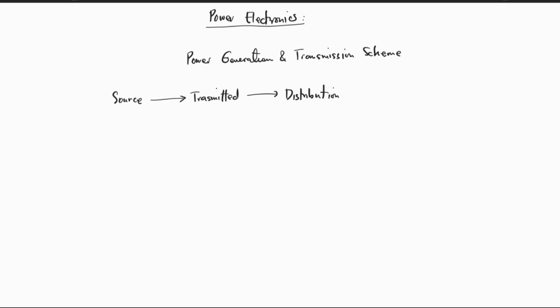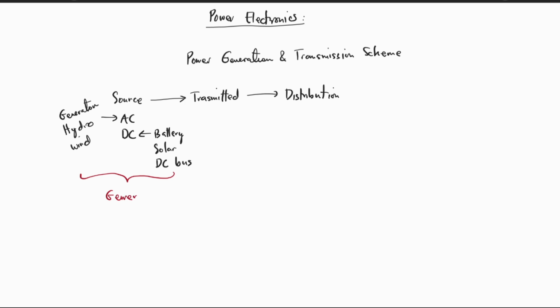So the source is mostly generation, and we know that we have the AC source and the DC source. The AC source is mostly generated from a generator, hydro, a wind turbine, and so on. However, the DC source can be from a battery, a solar, or a DC bus. And all of these can be regarded as the generation side of the power system.